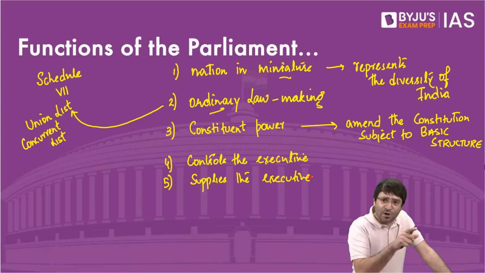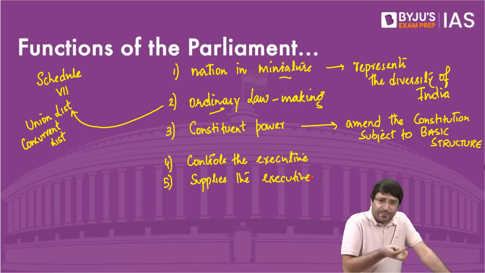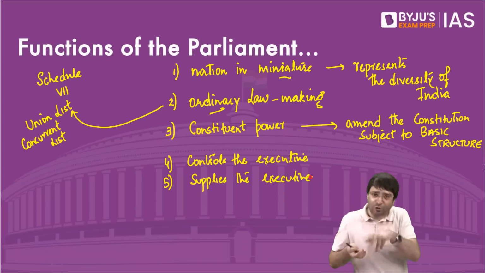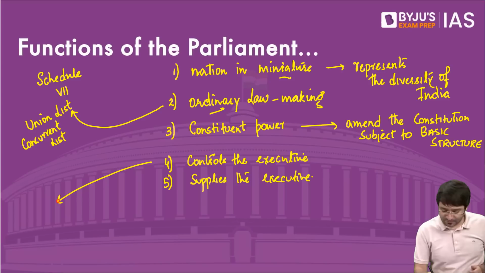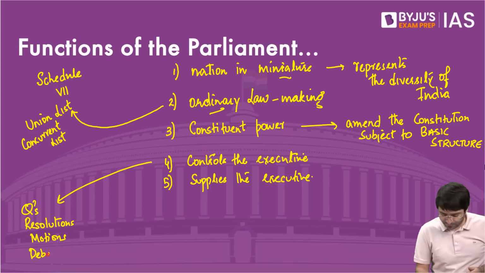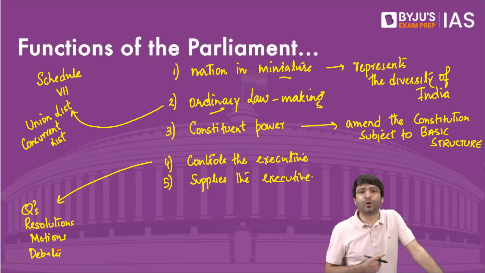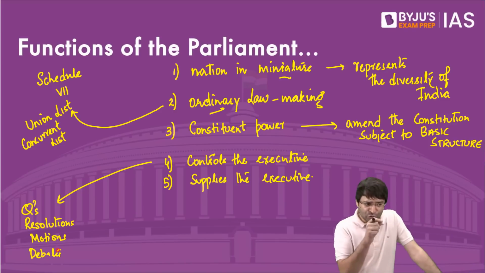That means another job of the Parliament is that it supplies us with the executive. Those who are part of the Parliament, some of them are made ministers as well. That means they become part of the executive. And then the Parliament controls the executive. How? Through questions, through resolutions, through motions, through debates. It is these various tools which are employed by the legislature, by the Parliament, through which it keeps a check, controls the executive.